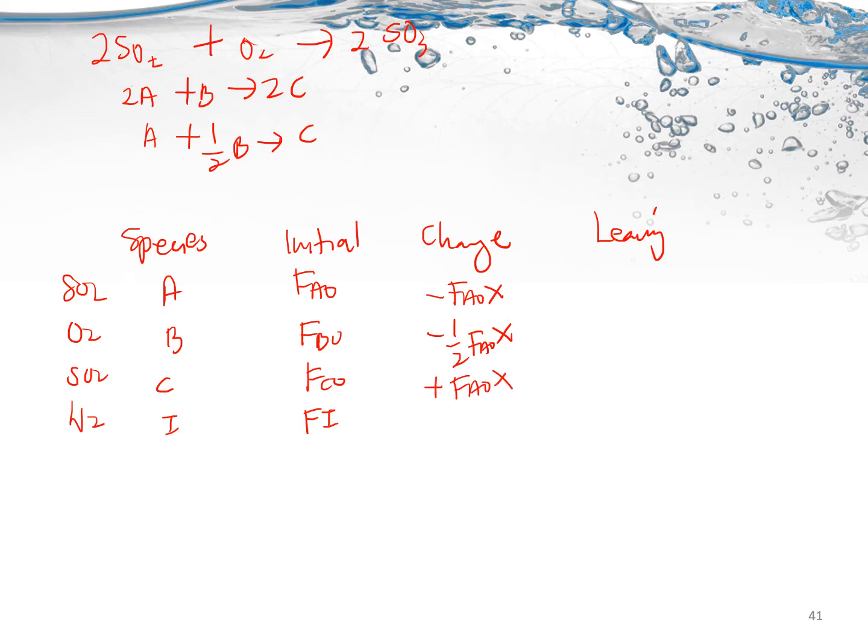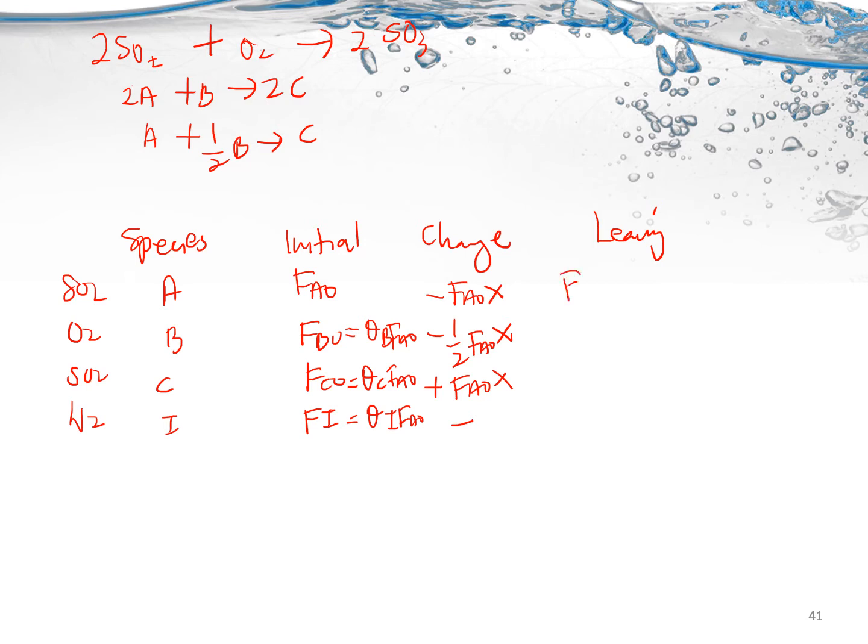Okay, it should be positive. Remember, for the inert, there is no reaction occurring. Okay, so this would be blank. But if you want to make it simple, you can also define here, continuing, theta B FA0. Alright, this one is theta C FA0, and this one is theta I FA0. Okay, because it has an initial value for inert. Okay, so from here, leaving is the initial plus the change.